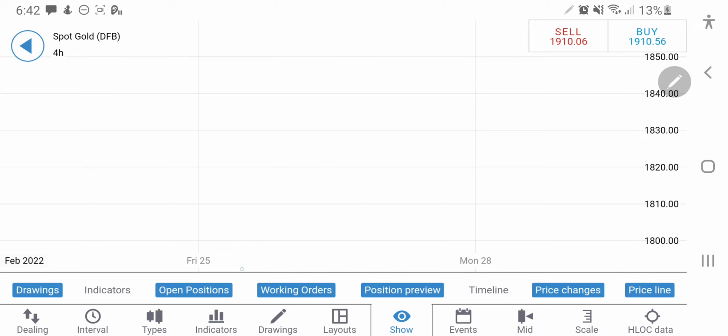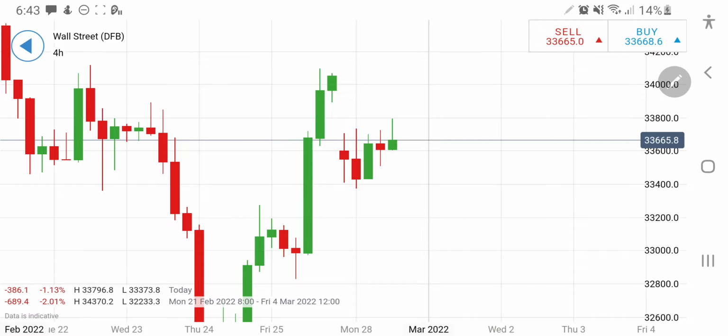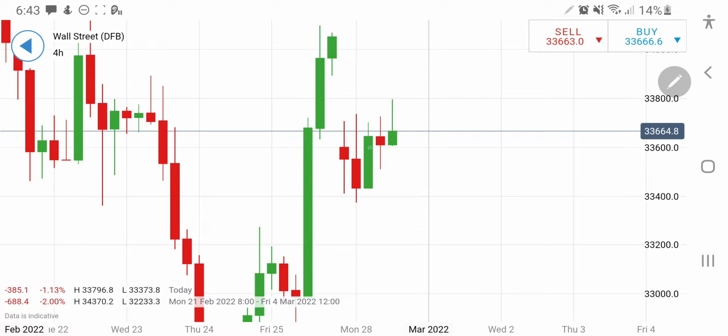Now let's have a look at US30. This is the 4-hour chart for US30, and on the 4-hour chart you can see US30 has a support now at 33,600. With the support at 33,600, you can also see 33,450 to 33,650, almost 200 points, and now from 33,600 to 33,800. So here it is trying to complete this candle.